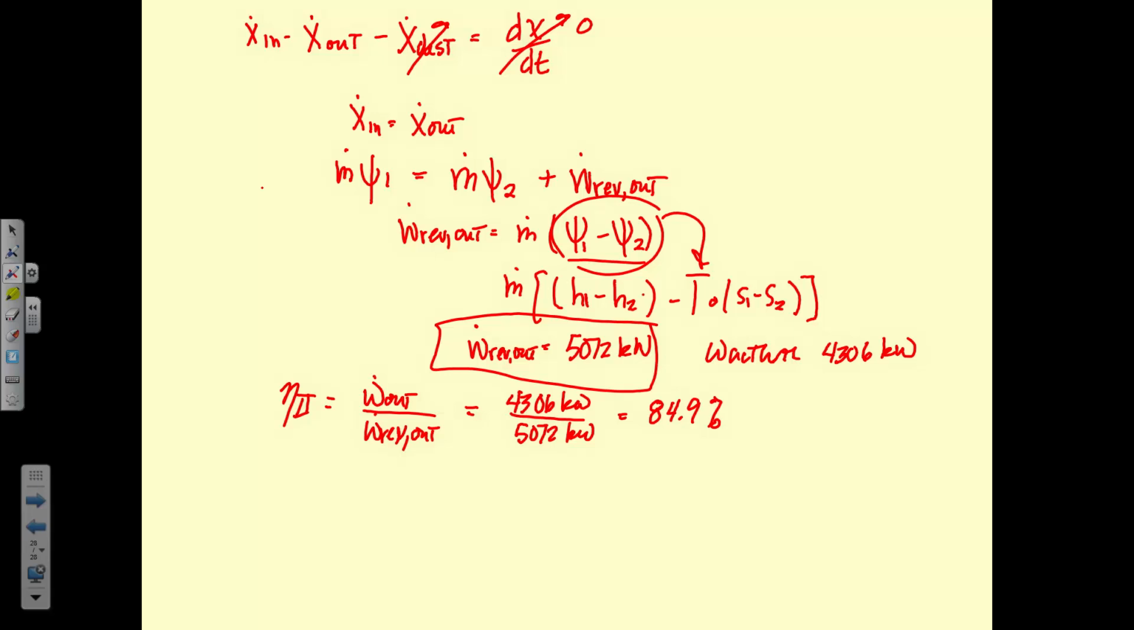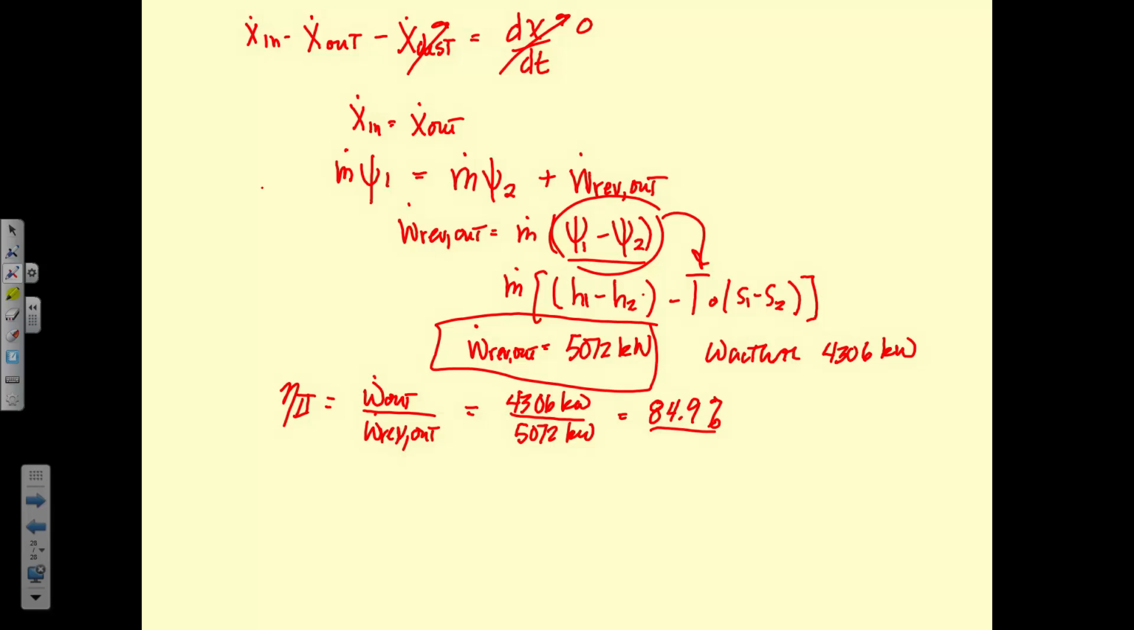Okay, so our second law efficiency for this turbine is actually fairly high. It's 84.9%. If we were to look at just the thermal efficiency of the turbine, it would be significantly lower than that. But remember, what we're doing is comparing this turbine to its own best possible self. So second law efficiencies are generally higher than you would find for regular thermal efficiencies.